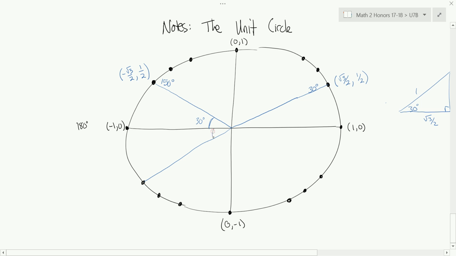So if my reference angle's 30 degrees, well, I'm at 180, half circle, and I go 30 more, so where am I at? 210. And what would that coordinate be?